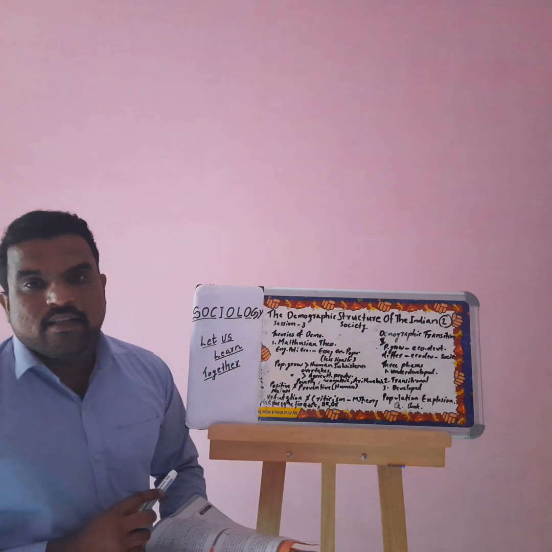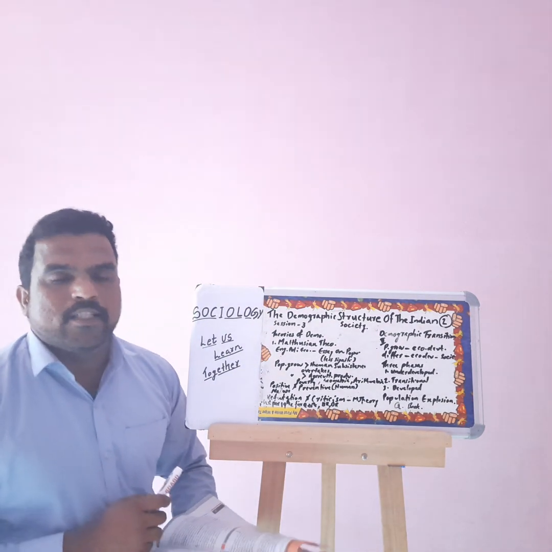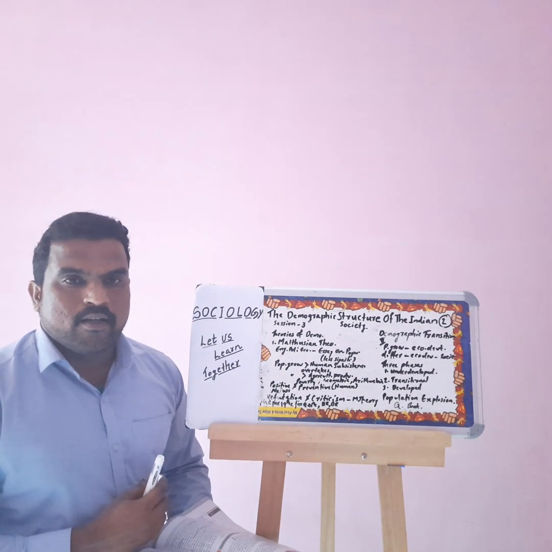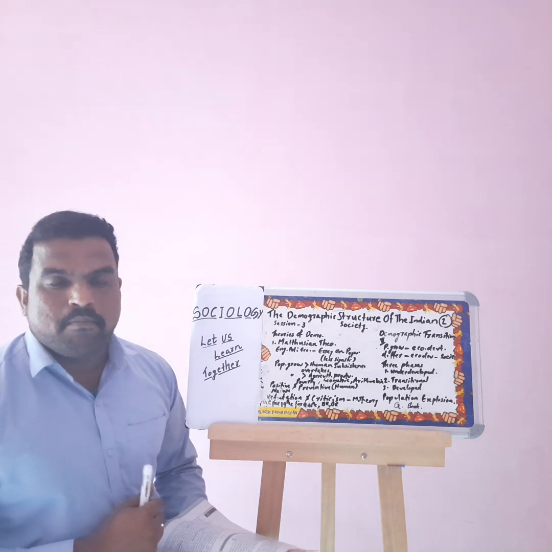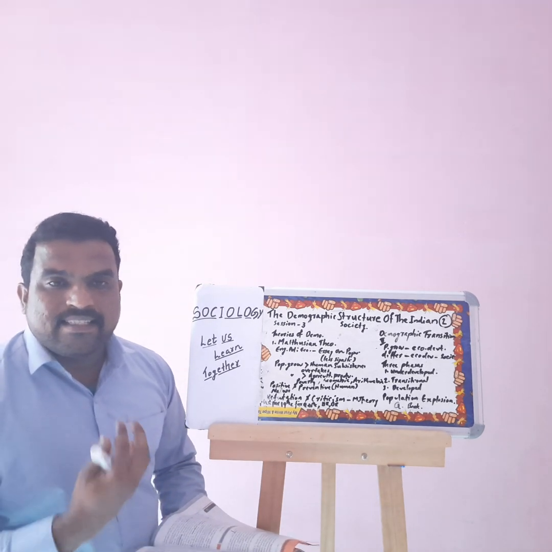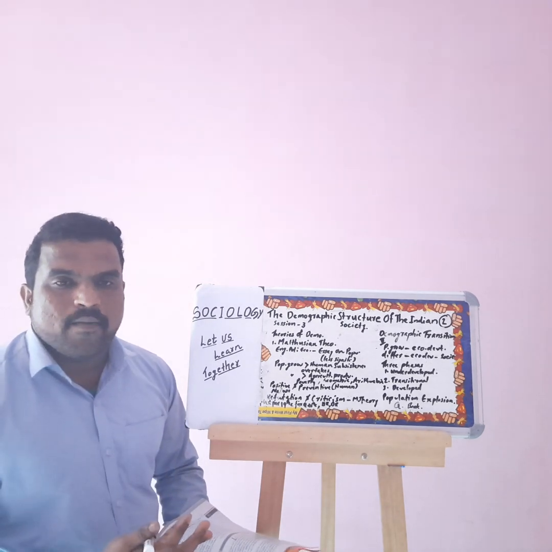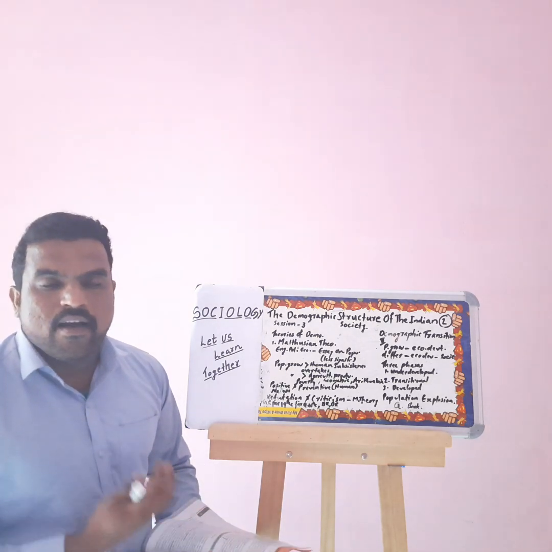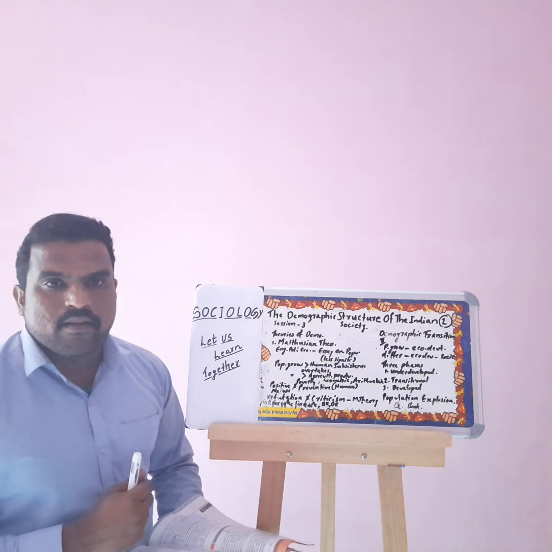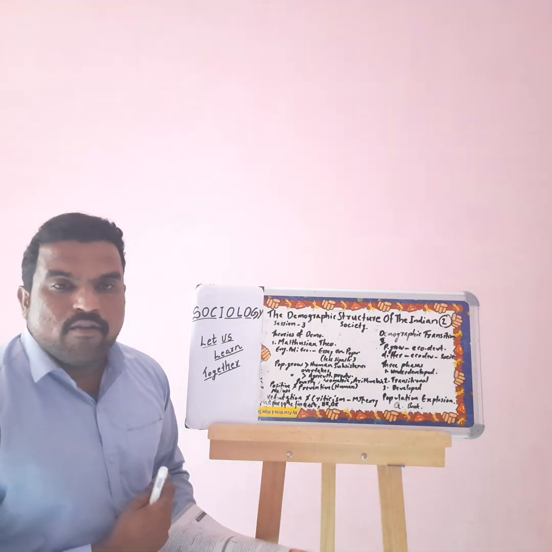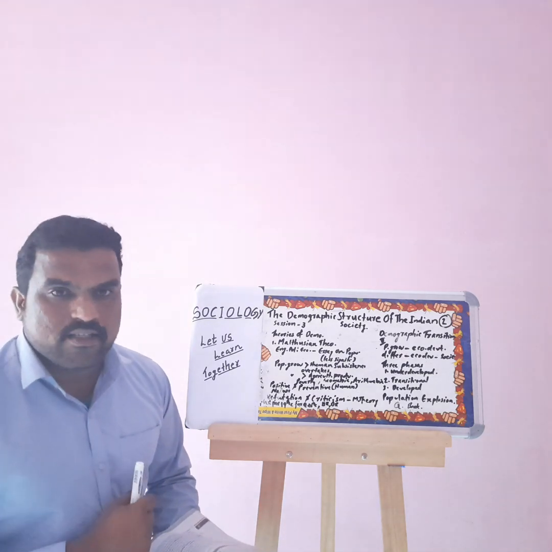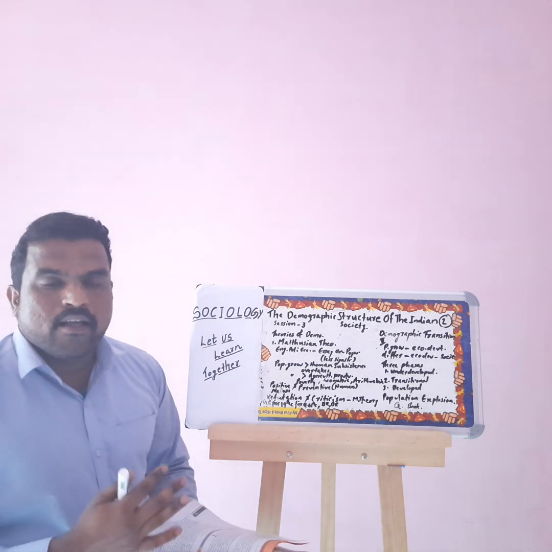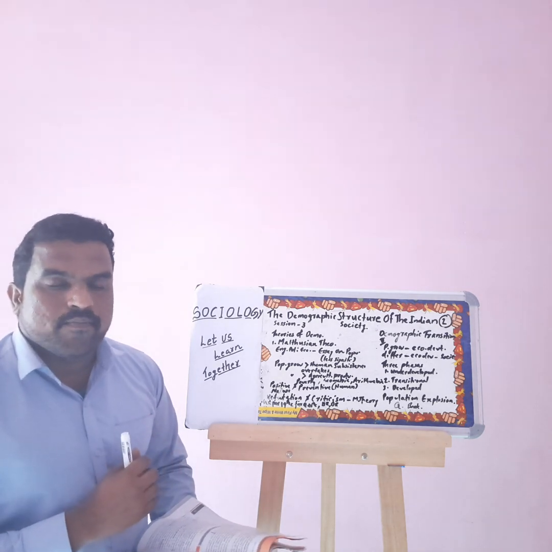Preventive checks have to be done by human beings by means of postponing marriage, by means of celibacy. It means what? Human beings have to avoid penetrative sexual actions. In this way, the human population can be reduced.